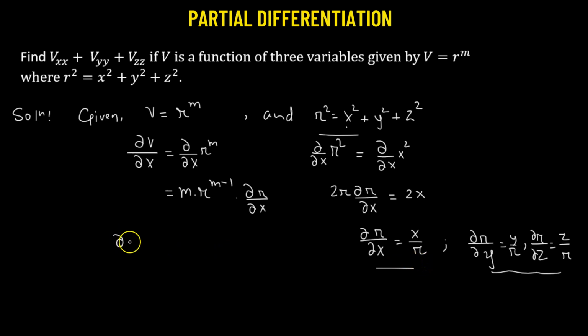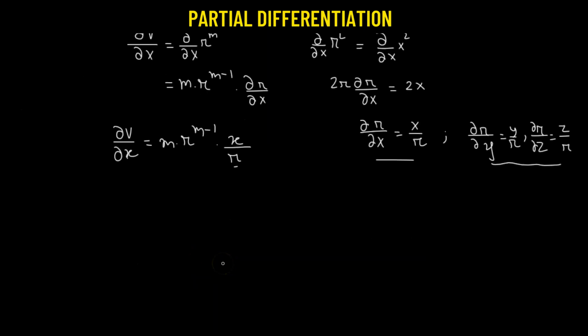That means our partial derivative of our function v with respect to x will be equal to m times r raised to the power of m minus 1 multiplied by x divided by r. We can combine the r from the denominator with the numerator such that we have partial of v with respect to x equals m times r raised to the power of m minus 2 multiplied by x.